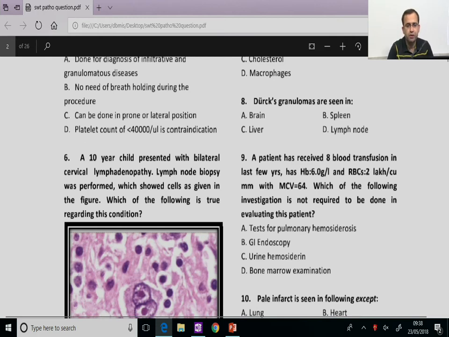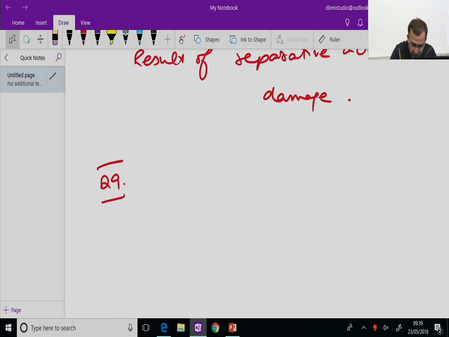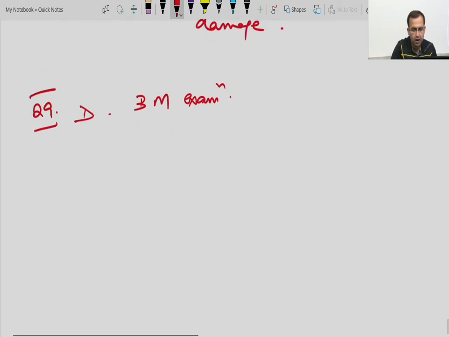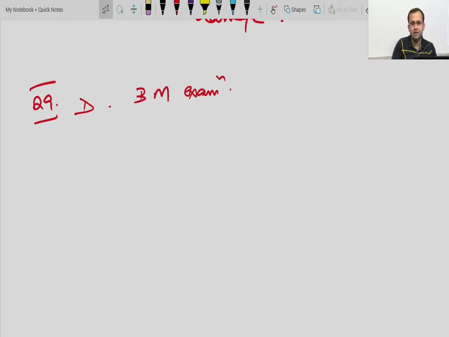Next, GI endoscopy. This is also required, because why are the multiple blood transfusions needed? You need to rule out the cause of internal bleeding. So GI endoscopy is required. Urine hemosiderin: again, repeated blood transfusions lead to iron overload, so urine hemosiderin examination is required. Bone marrow examination. No, this is not. So the answer to question 9 is D, bone marrow examination.